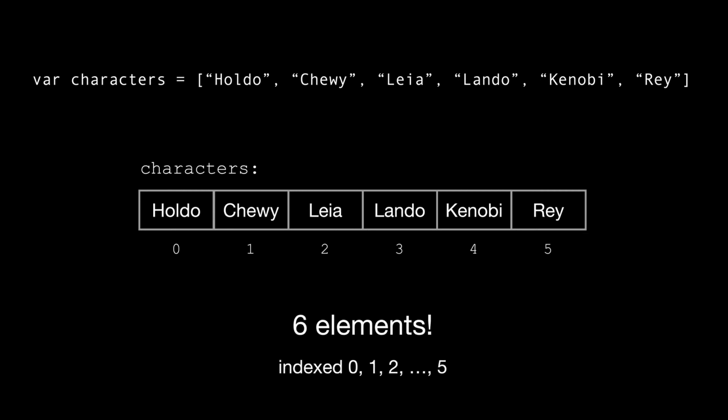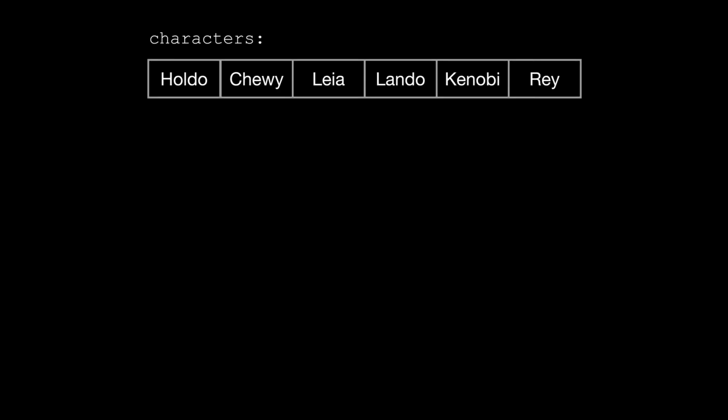Now there's some things we can do with arrays. And one of the things that we can do, if it's a var, we can change it. And one of the ways we can change it is we can remove an element of the array. So if this is our character array and it has 6 elements in it, and their indexes are 0, 1, 2, 3, 4, and 5, if we say characters dot remove at index 3, we want to remove the element at index 3. Well, what's at index 3? Lando. So we want to remove Lando from this array.